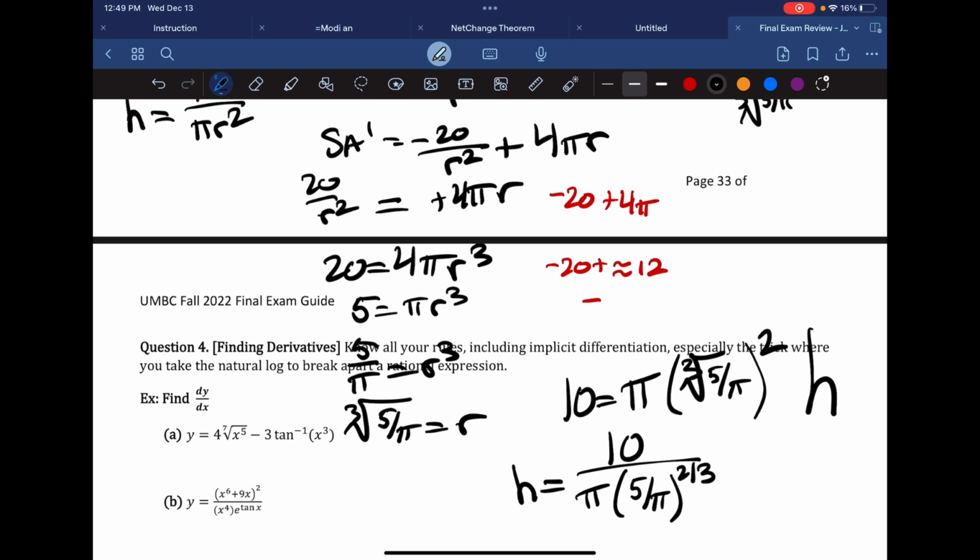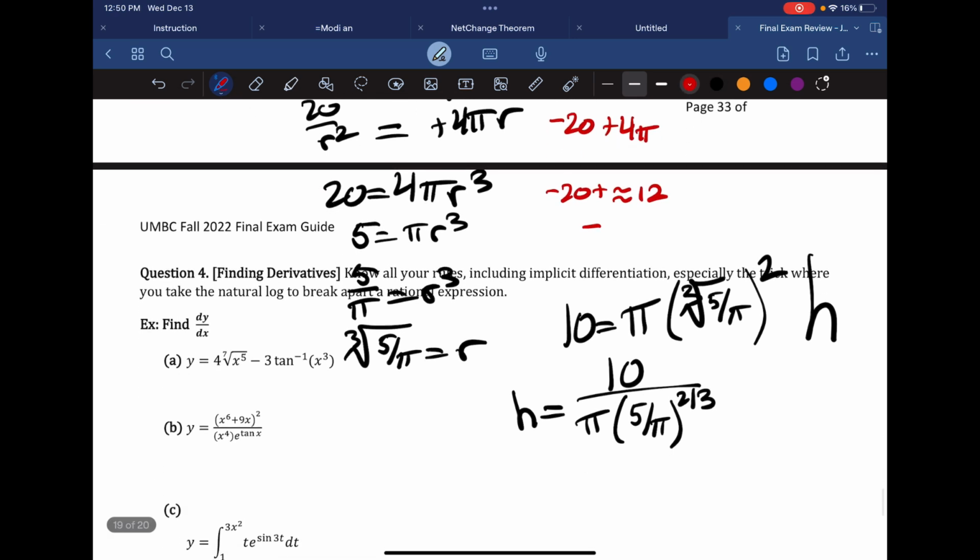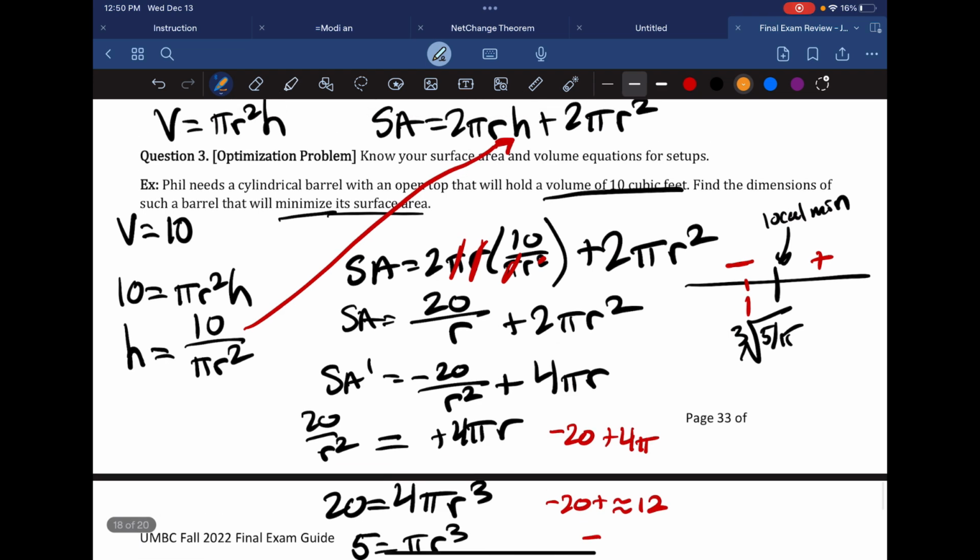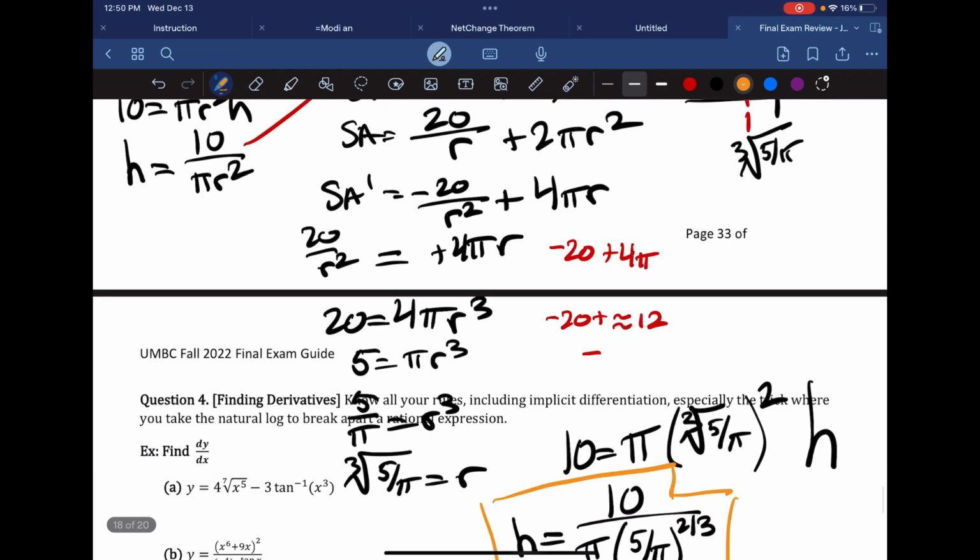And I don't really care to solve that anymore. So our final answer is going to be, since it asks us for the dimensions, we need to give them the radius and the height. So it's going to be these two things, the radius and the height.